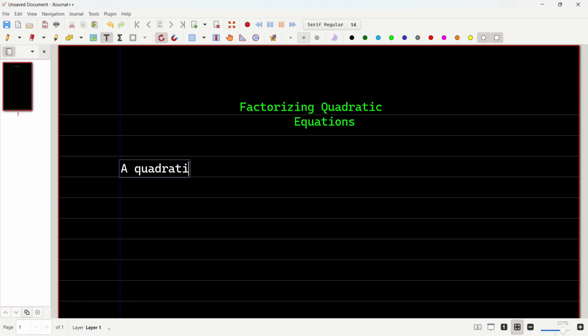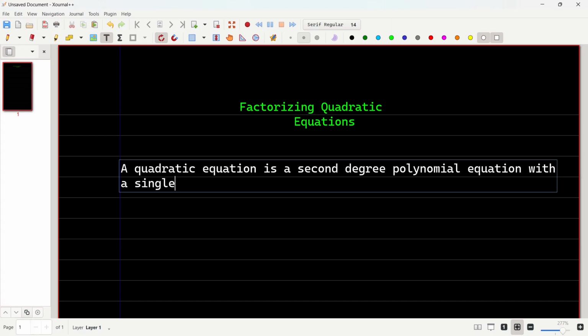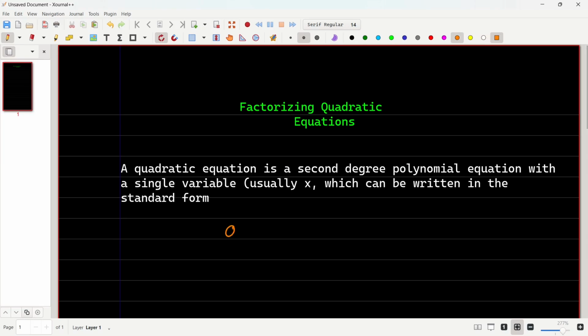Let me start by first giving you a little note about quadratic equations. So a quadratic equation is a second-degree polynomial equation with a single variable. This variable is usually x, right? Which can be written in the standard form. And let me write that standard form here in orange. Ax squared plus bx plus c equal to 0. All right. Now the steps for doing a factorization is very simple, and I'm going to outline that.